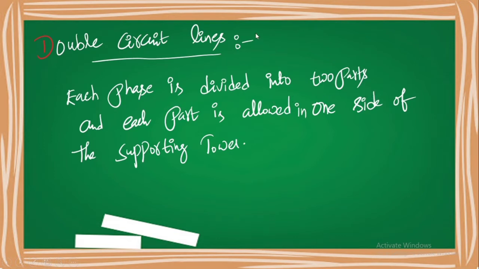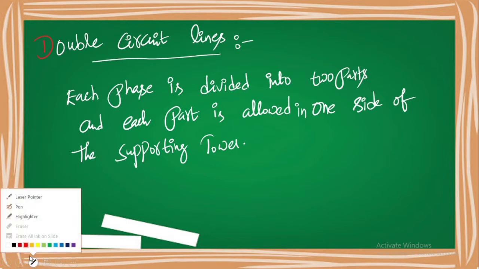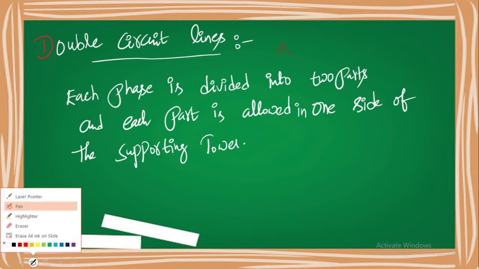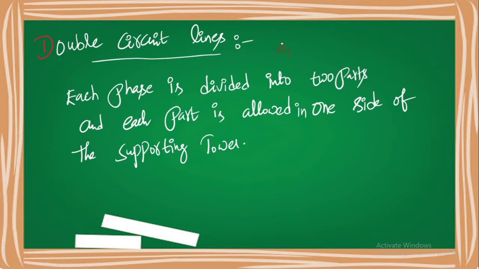We have three phases basically, and we know that there are three phases. What are the three phases? The three phases that we have in a three-phase transmission line are A, B and C.